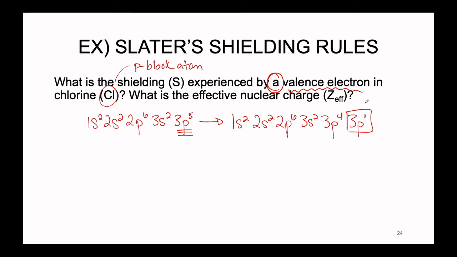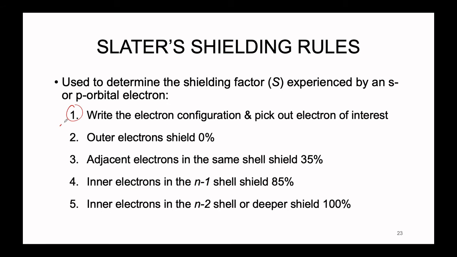So this is us. We are here. The other 3p electrons are those that are adjacent to us in the subshell. So we are one of them, the other 4 we're just setting aside, and they are going to contribute to the shielding factor S. All right, so rule number 1, check. We have written out our electron configuration, and we have picked out the electron of interest to us. This is one of our 3p valence electrons.